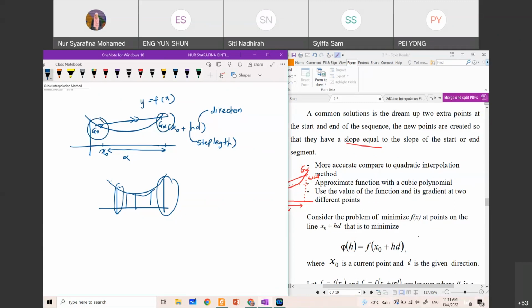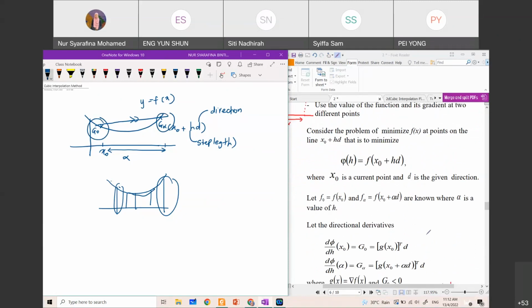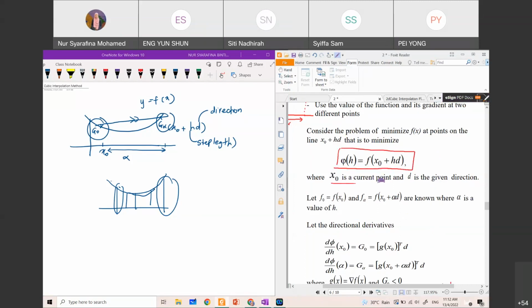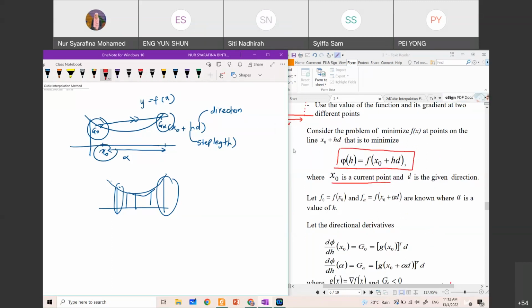Okay, now consider the problem of minimizing function f(x) at points on the line x0 plus ht. This is x0 plus ht, and this is the function that we want to minimize, where x0 is your current point here, and d is the given direction towards here. Now let f0 and f alpha be known, where alpha is a value of h. What is h? h is a step length.